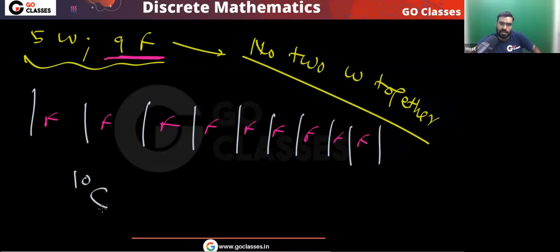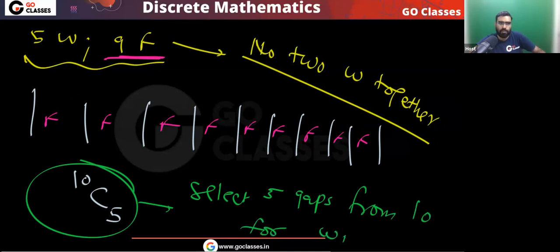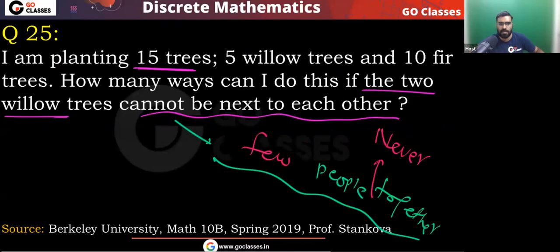Total 10 gaps. In 10 gaps, you put willow tree. In these 10 gaps, you select 5 for willow. Means select 5 gaps from 10 for willow tree. Okay, is this point clear?